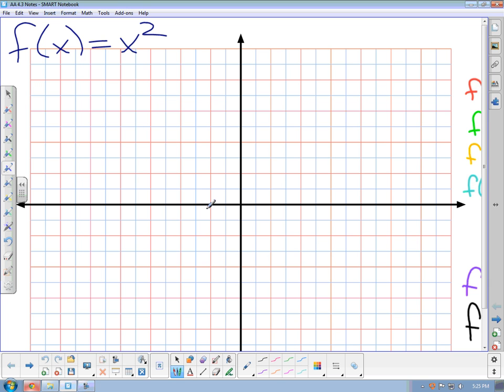Alright, today we are going to deal with graphing functions of all different varieties. We're going to start with this particular function, f of x equals x squared. Anytime you're going to graph a function when it's given to you in function form, you can graph it by making a table of values.